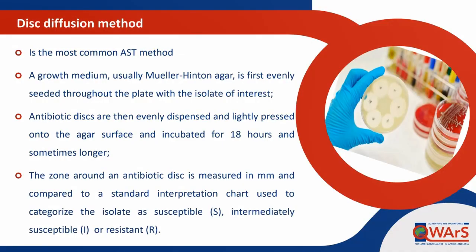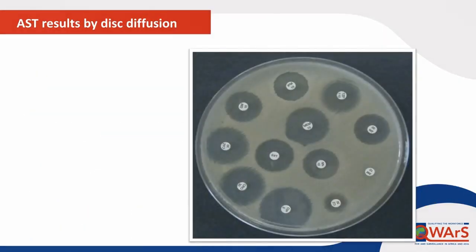The zone around an antibiotic disc is measured in millimeters and compared to a standard interpretation chart used to categorize the isolate as susceptible (S), intermediately susceptible (I), or resistant (R).